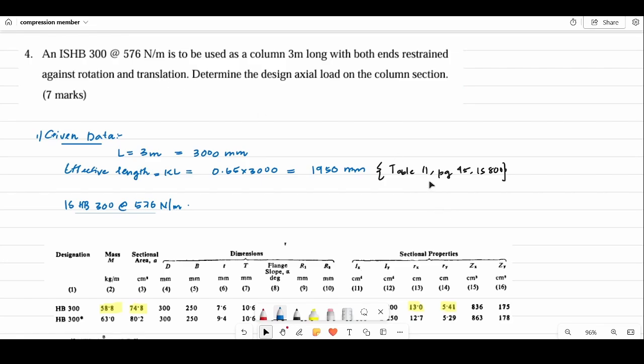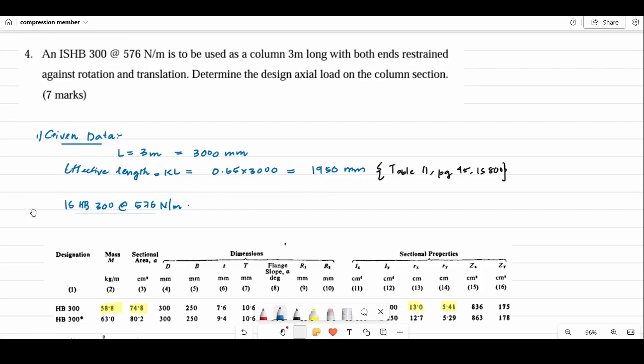Now if you go to Table 11 on page 45 and go down, we can see the condition restrained against rotation and translation, and the value of K will be 0.65. So the effective length KL will be 0.65 times 3000, which is 1950 mm.